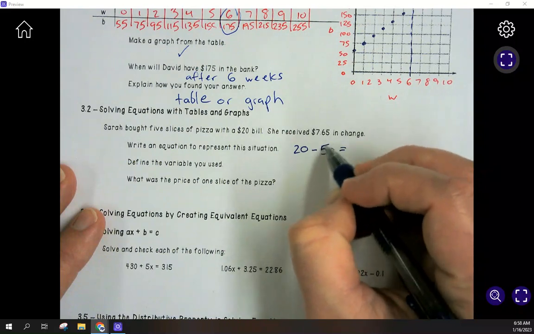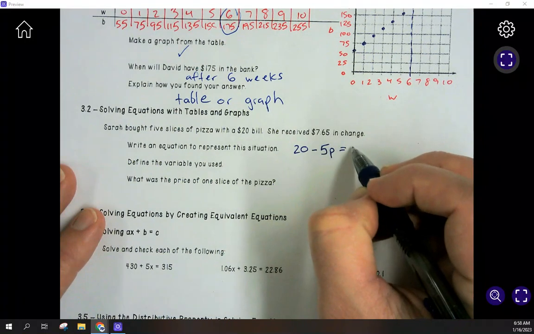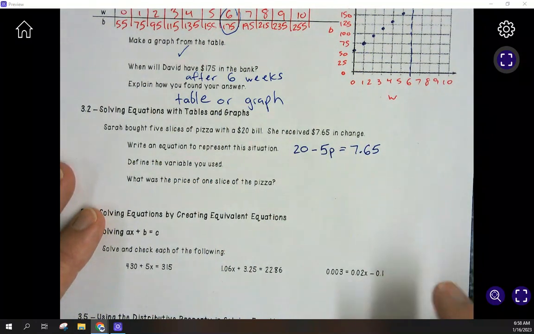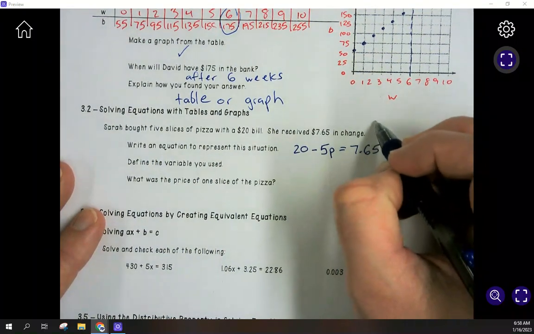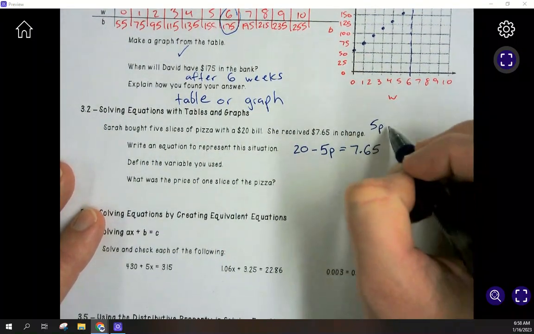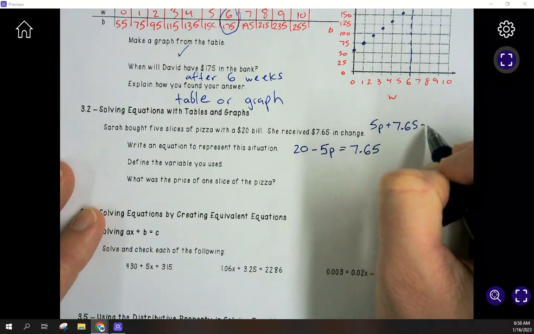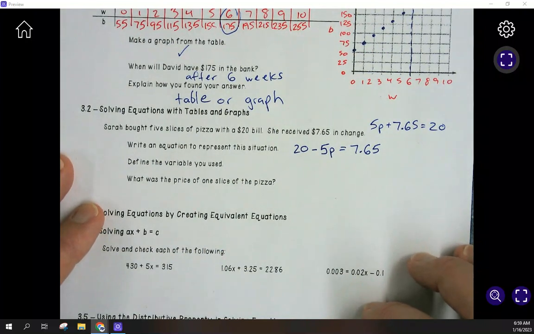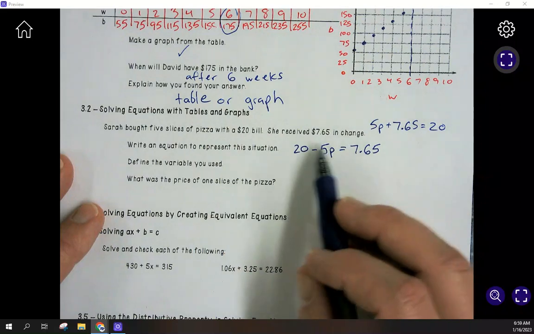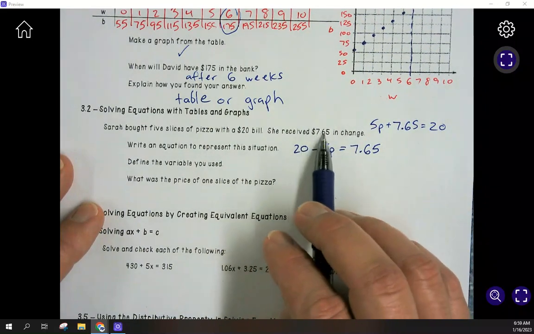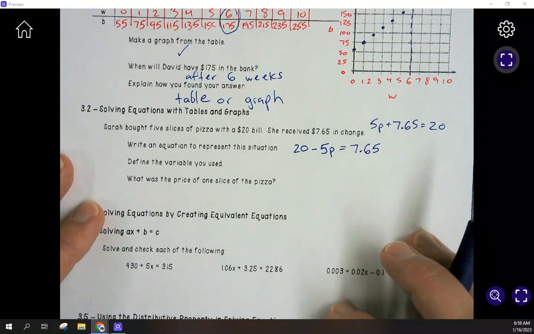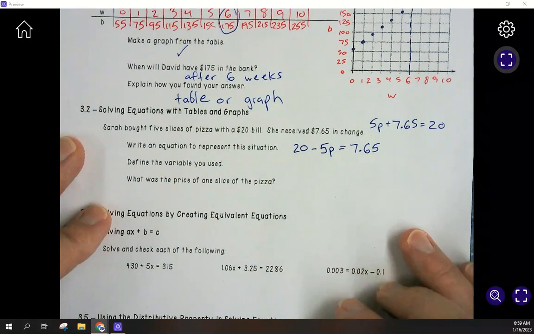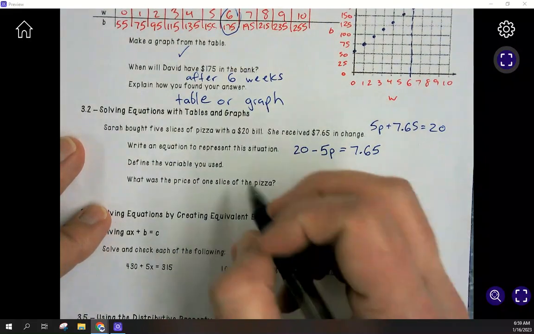And then once I take the cost of 5 slices of pizza off of 20, I know that I'm going to have $7.65 left over. Another way to write this would be to say that the cost of 5 slices plus the change of $7.65 has to come out to $20 total, and that works. And then you also could write it kind of opposite of this and say, if I have $20 and I take off the change from the 20, I'm left with the price of 5 pizzas. To me, that one makes the least amount of sense, although it's still correct and works, so I'm just going to leave these two.